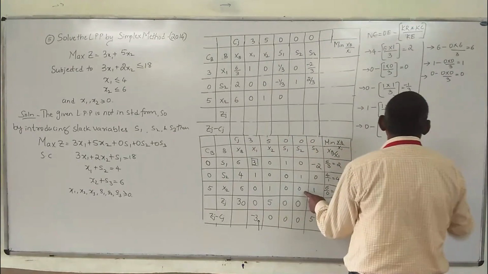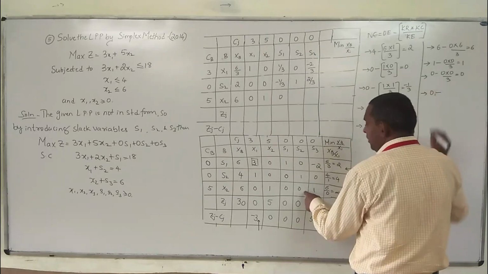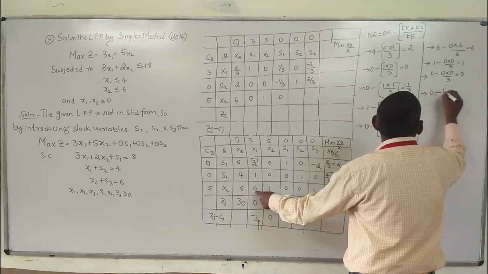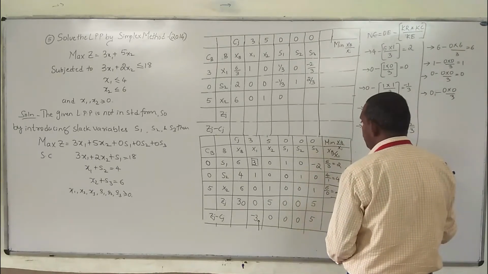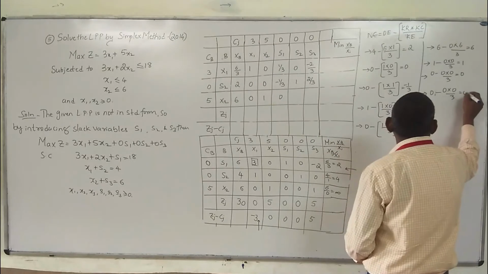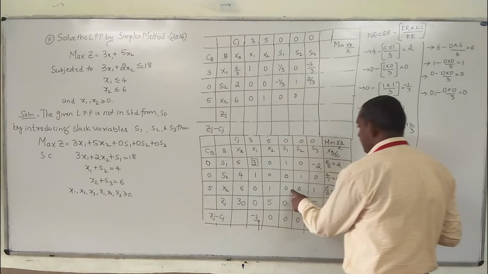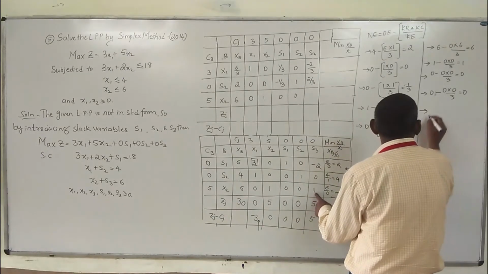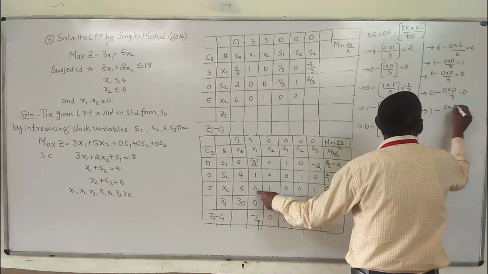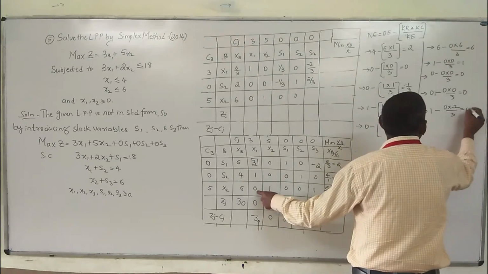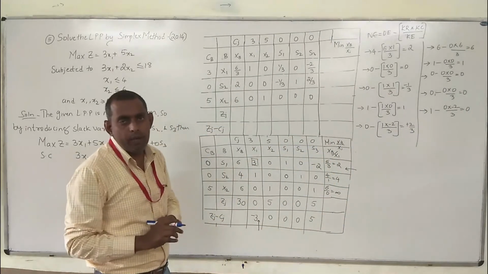Fine. So next one, this, 0 minus 0 into 0 divided by 3. So again it is 0. So let me write 0. Next one is this one, 1 minus 0 into minus 2 divided by 3. The answer is 0. So let me write 0. So we got all the z values here.